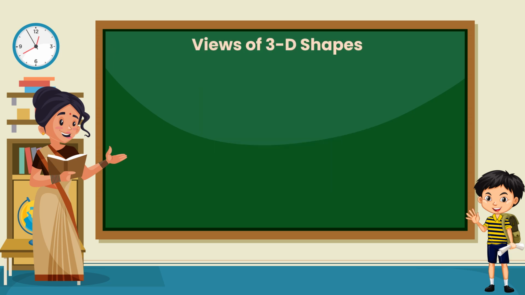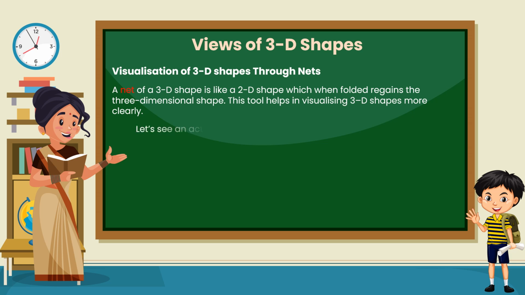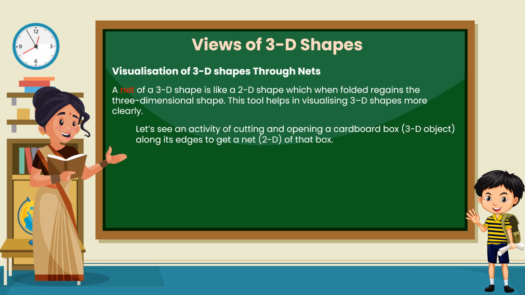Views of 3D shapes. Visualization of 3D shapes through nets. A net of a 3D shape is like a 2D shape which when folded regains the 3-dimensional shape. This tool helps in visualizing 3D shapes more clearly. Let's see an activity of cutting and opening a cardboard box, 3D object, along its edges to get a net, 2D, of that box.